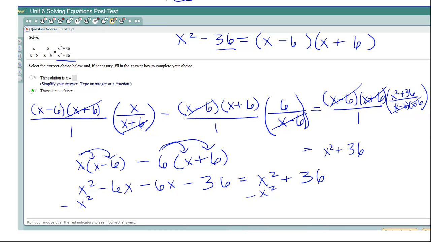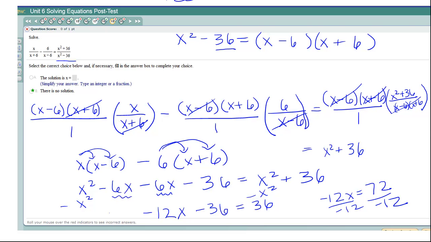So that will be 0, and then I have negative 6x and negative 6x, that's negative 12x, and then I have minus 36 equals 36. And then I add 36 to both sides, and I get negative 12x equals 72. And then I divide both sides by negative 12, and I'm going to get an answer.